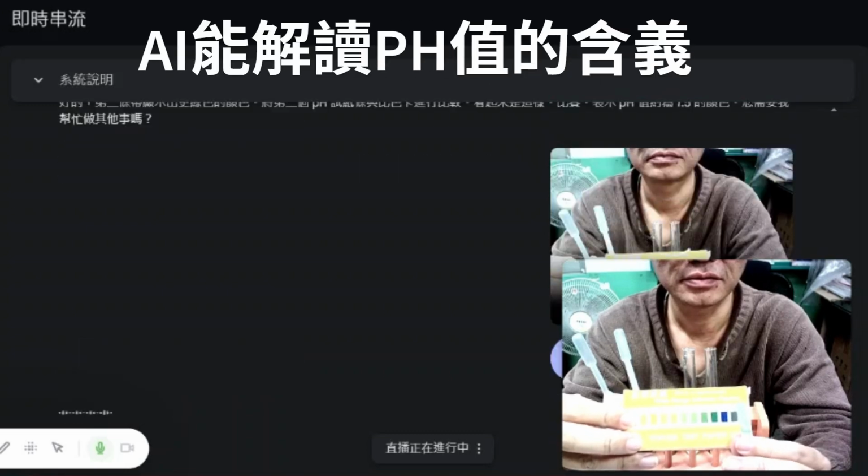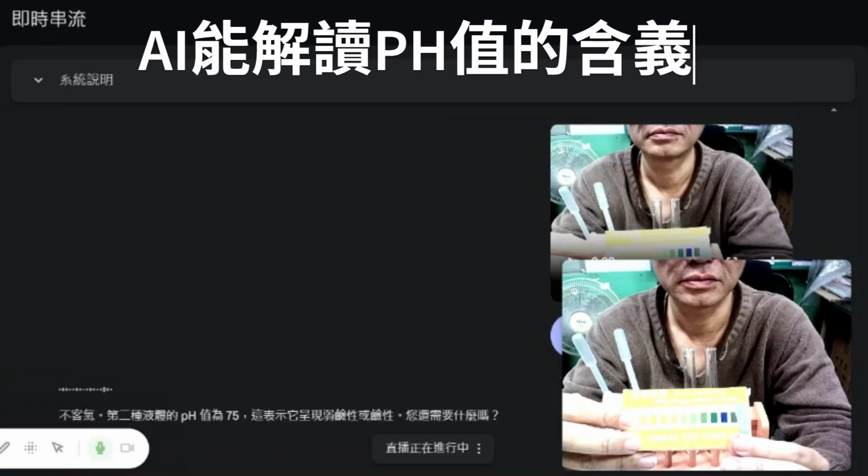You're welcome. The second liquid has a pH of 7.5, which means that it is slightly basic or alkaline. Do you need anything else?